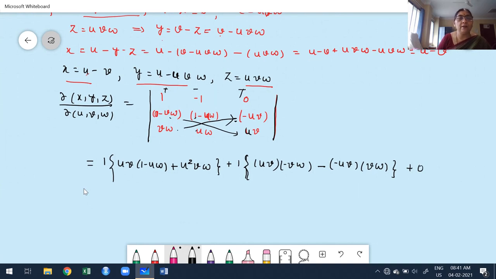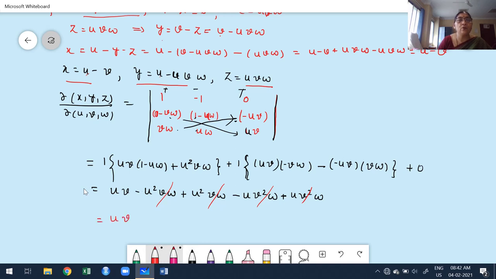Okay? Now, once you multiply that, we get uv, minus u square vw plus u square vw, okay, fine, and also here plus into minus is minus u v square w. I'm simplifying this: minus into minus is plus u v square w. Now, which terms are cancelled? These are cancelled. Finally, we get the answer uv, the Jacobian of xy with respect to u and v is uv.